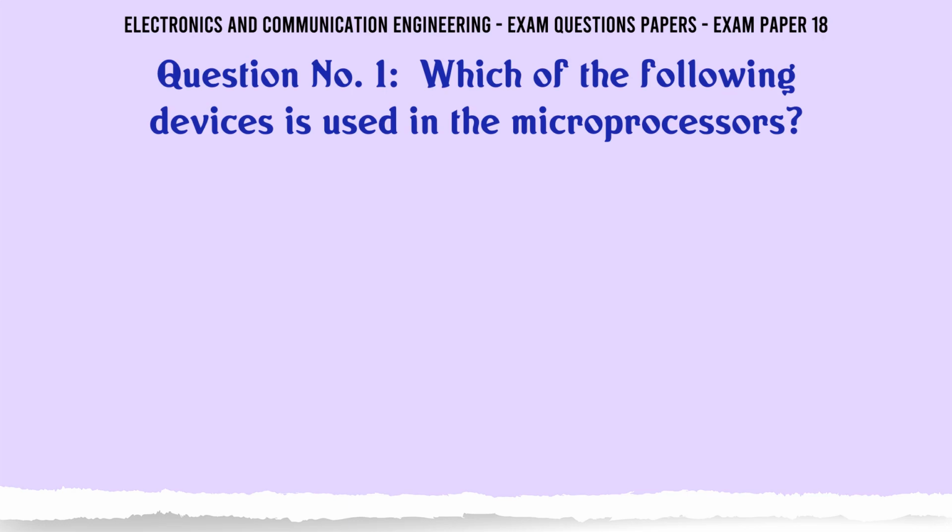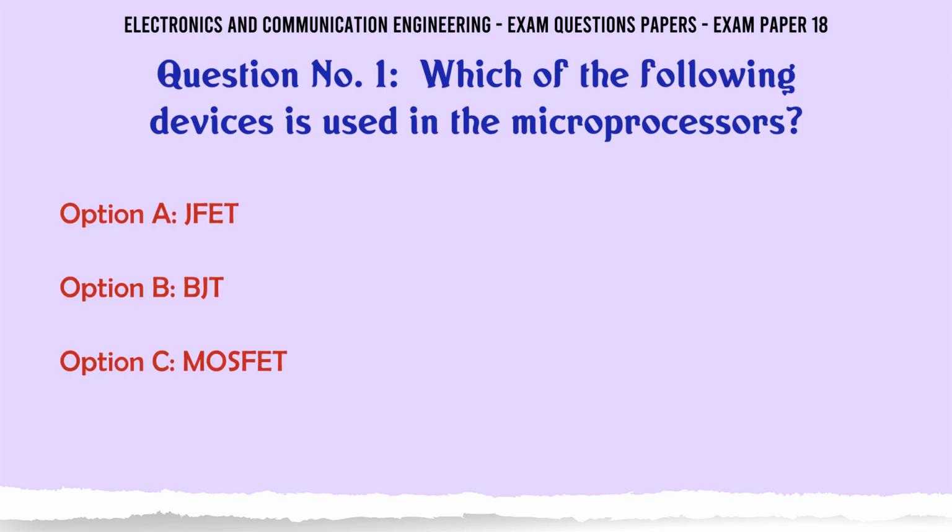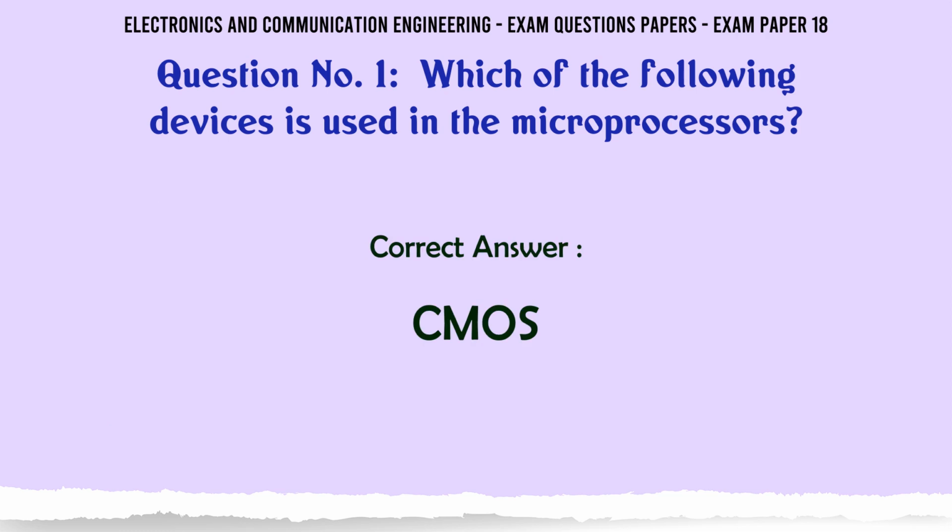Which of the following devices is used in the microprocessors? A. JFET. B. BJT. C. MOSFET. D. CMOS. The correct answer is CMOS.